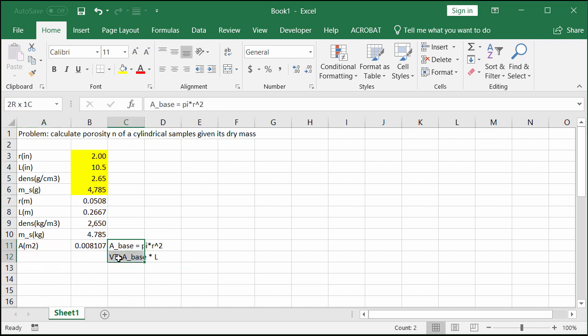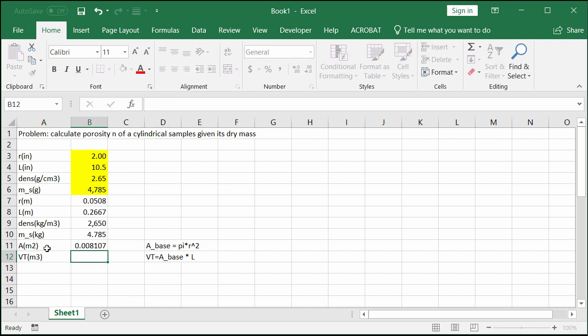The other thing I sometimes do is I'll move these over a column so they don't clutter up my answer. There we go. So that's the area. So now the total volume in meter cubed will equal the area of the base, B11, times the height, B8. There we go. The total volume is the area base times height.